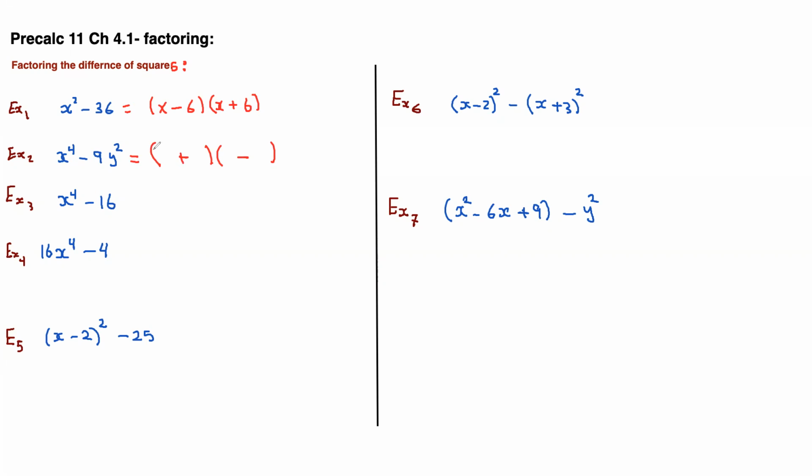The square root of x to the 4 is x squared, x squared. The square root of 9y squared is 3y, 3y. Done.